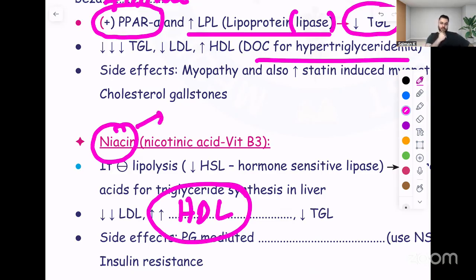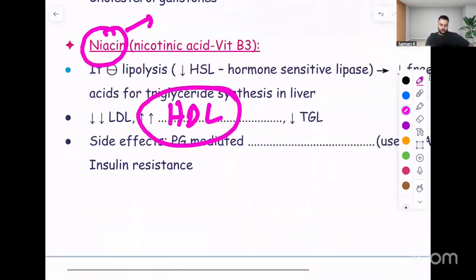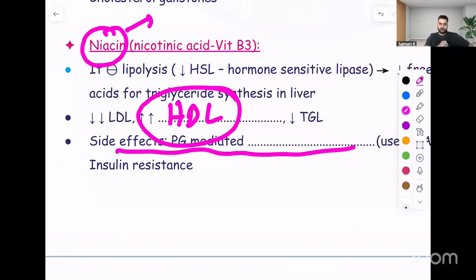Niacin increases nice cholesterol. Now with niacin, you will get some side effects. If you want to reduce those side effects, you should also give aspirin with it. So remember this couple: niacin, aspirin. Okay, we can simply remember it like that. All right, so that's about this.